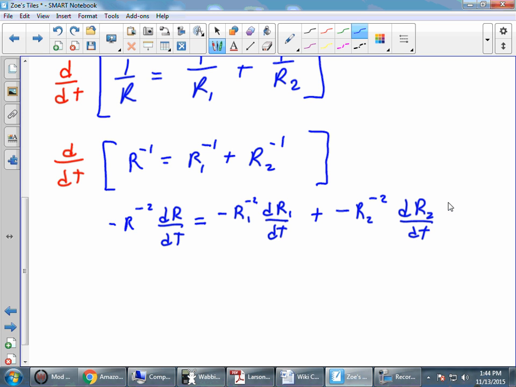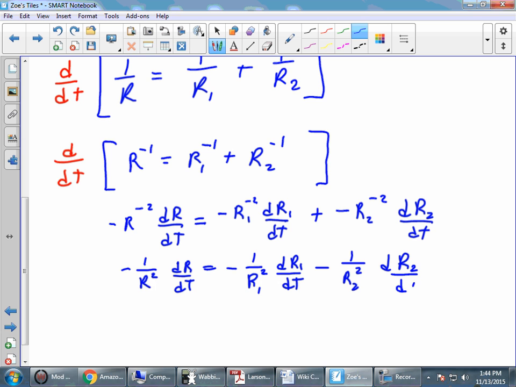It might be easier. I think it will be easier. Some problems you won't need to. So this is negative 1 over what, Sam? 1 over r squared dr dt equals negative 1 over r sub 1 squared dr sub 1 dt minus 1 over r sub 2 squared dr sub 2 dt.